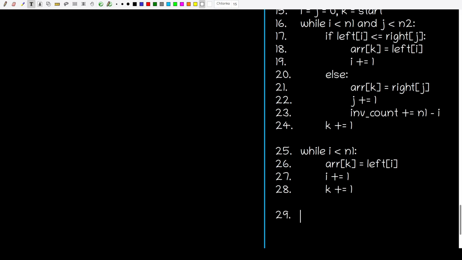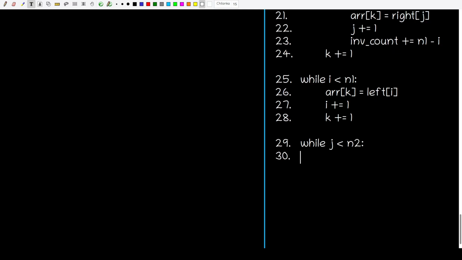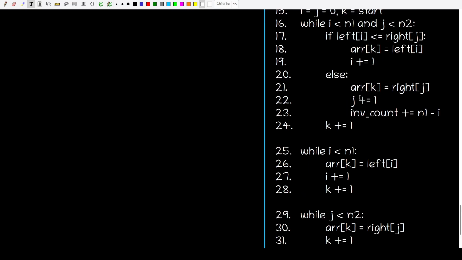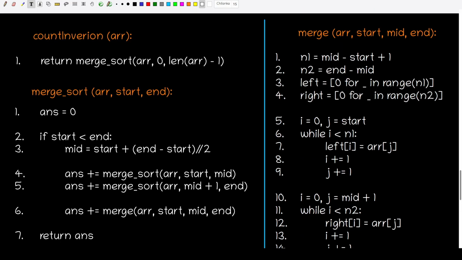Similarly, it might be possible that there exist elements in the right part of the array. So while j is less than n2, all we have to do over here is arr k equals right of j, k plus equals 1 and j plus equals 1. And towards the end, we just have to return the inversion count. And in this way, folks, we will be able to compute the inversion count and return it. So that's the pseudocode, folks.